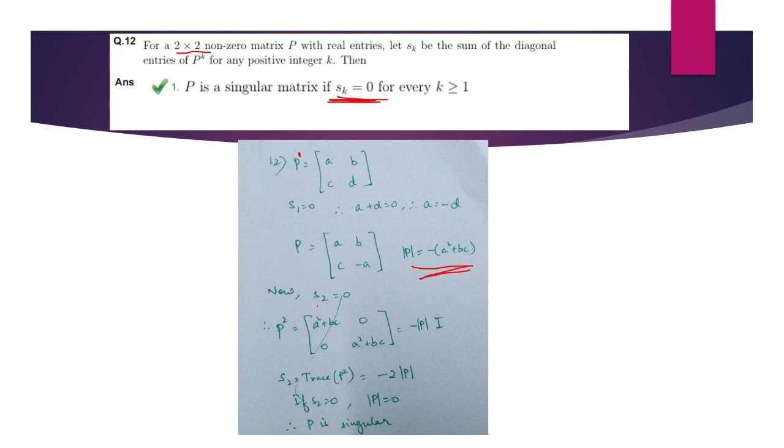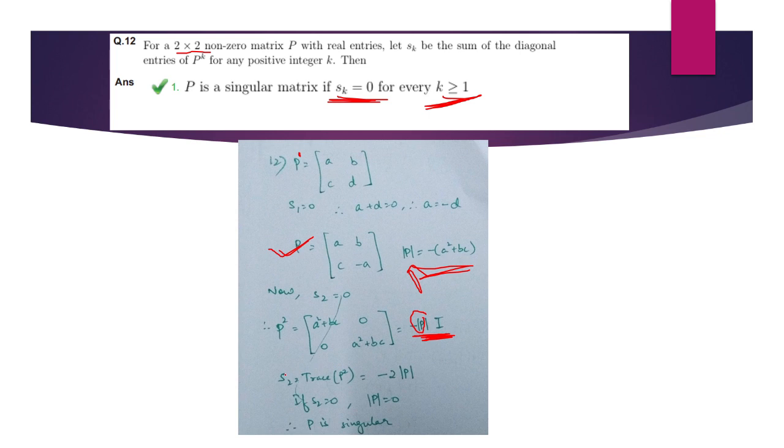Now I'll take S2 is also equal to 0 because k greater than or equal to 1 is asked. So that is P square, and P square is nothing but A square plus BC, 0, 0, A square plus BC. This is a simple multiplication, taking this matrix into consideration. So this is nothing but minus of determinant of P into I. So that is why this determinant of P is required from here.